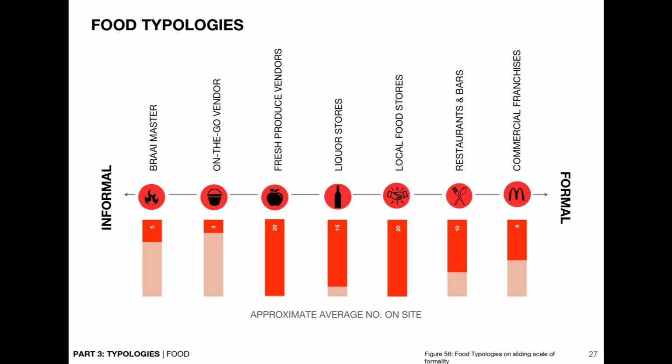These 7 typologies focus on the food industry, the most fluid and therefore informal being the Brewmaster, and the most defined and formal being the commercial franchises such as McDonald's and Uncle Fauzi's.